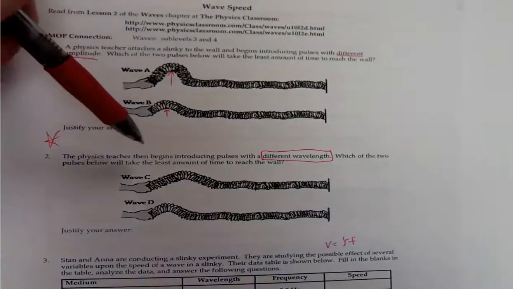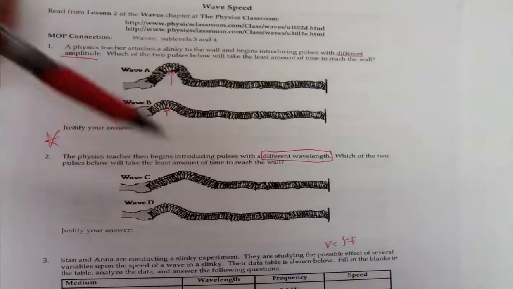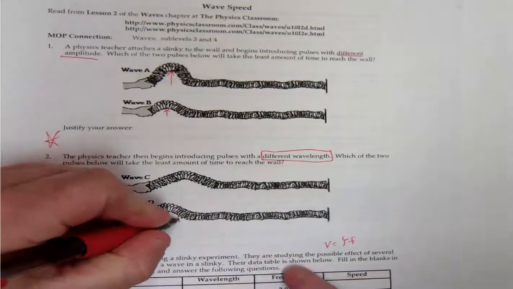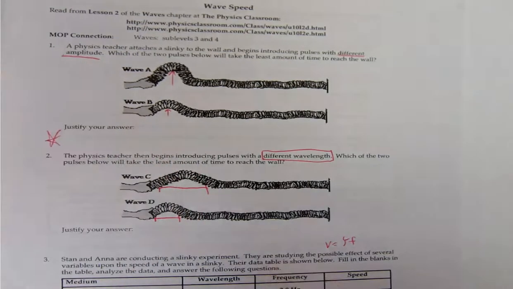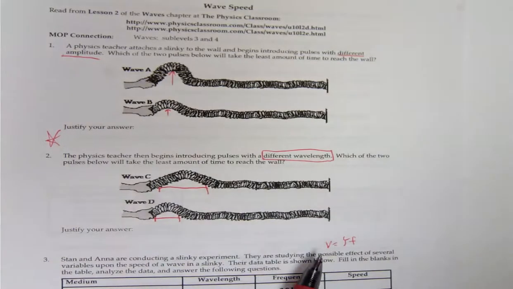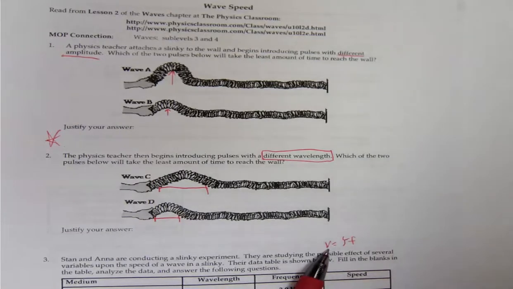The physics teacher then begins introducing pulses with different wavelengths. Now we have a different wavelength here. Notice that D is short and C is quite a bit longer. Which of the two pulses will take the least amount of time to reach the wall? So remember our formula for velocity. And we're assuming that if it has a higher velocity, then it's going to reach the wall faster.